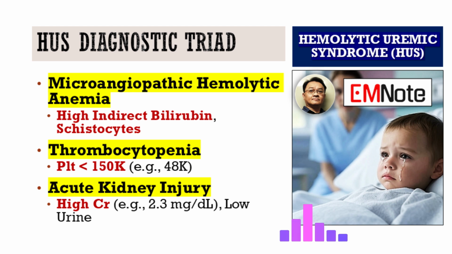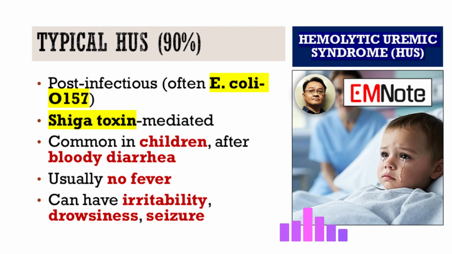So if that's the mechanism, what are the absolute must-haves in the lab work? It kind of boils down to that classic diagnostic triad, doesn't it? It does, precisely. First, that microangiopathic hemolytic anemia, you'll see signs like elevated indirect bilirubin and those schistocytes we mentioned. Right. Second, thrombocytopenia. That's the low platelet count, like our patient's 48,000. Okay. And third, acute kidney injury, shown by that high creatinine, the 2.3 milligrams per deciliter in this case, and the reduced urine output.